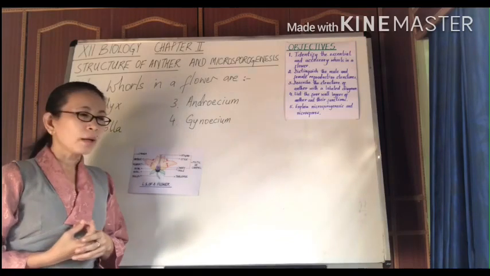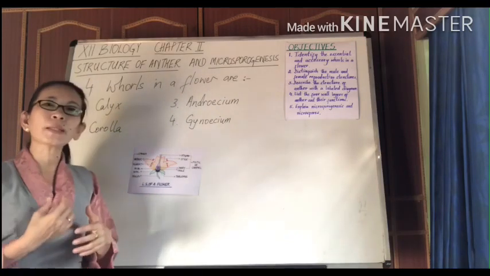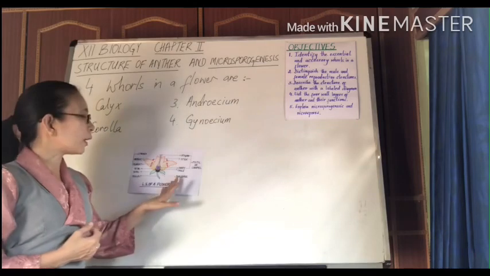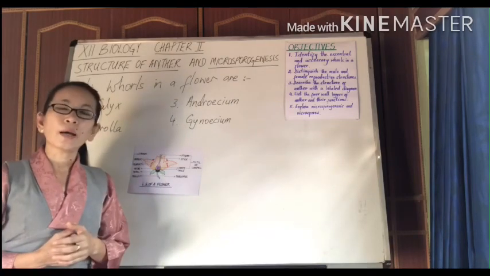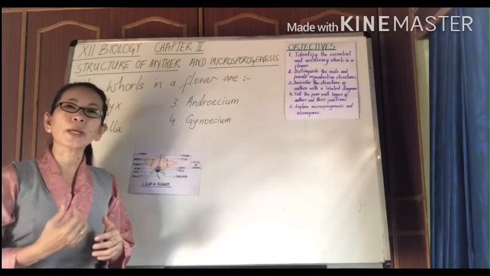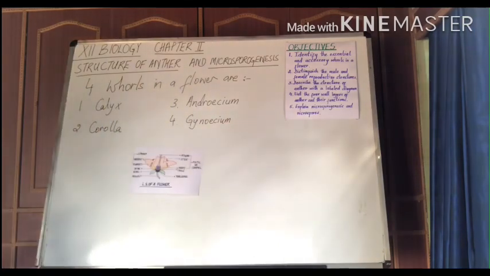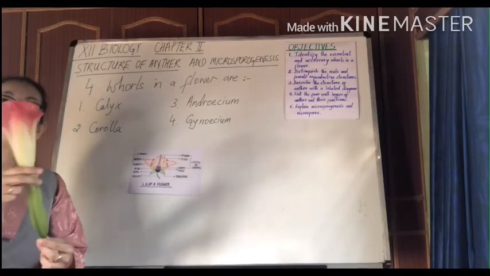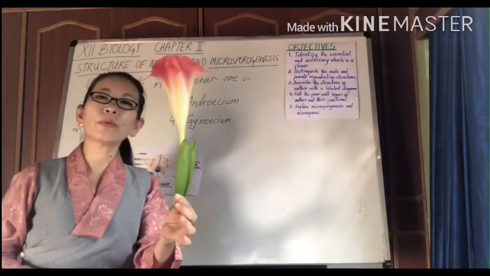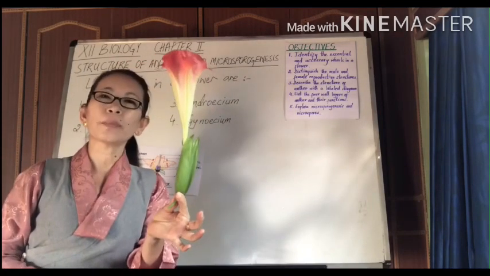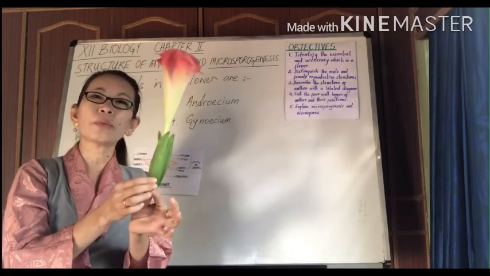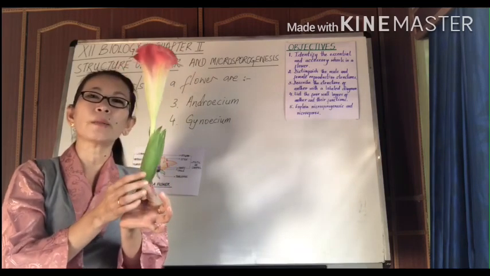Right? Now, in order to get a better understanding of the different parts of the flower, I will show you a very quick dissection of a flower. What I have here is a very common flower. It's called datura. So I'm going to dissect this flower so as to show you the internal parts.